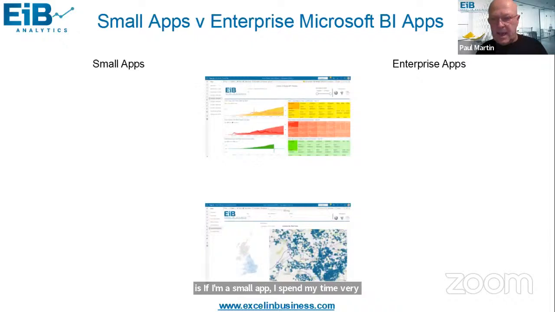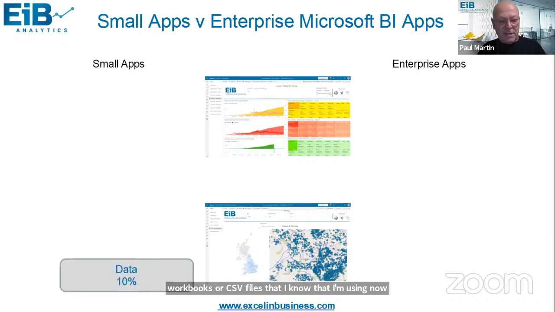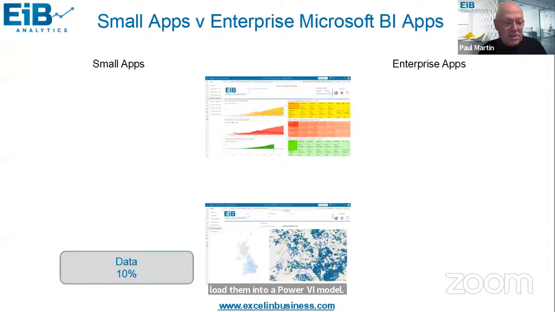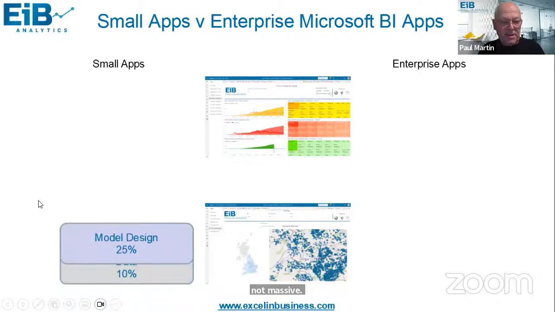Small apps, and I'm not going to get into defining the differences here, but fundamentally with a small app, I'm probably in control of the data. Maybe I've got some Excel workbooks or CSV files that I'm using now in an Excel application, and I'm going to convert those and load them into a Power BI model. So I only have to spend about 10% of my time on the data because I know the data already, and I know that it's not massive. So if I have to reload this 50 times, I don't really care. Reload it every few minutes if I need to.